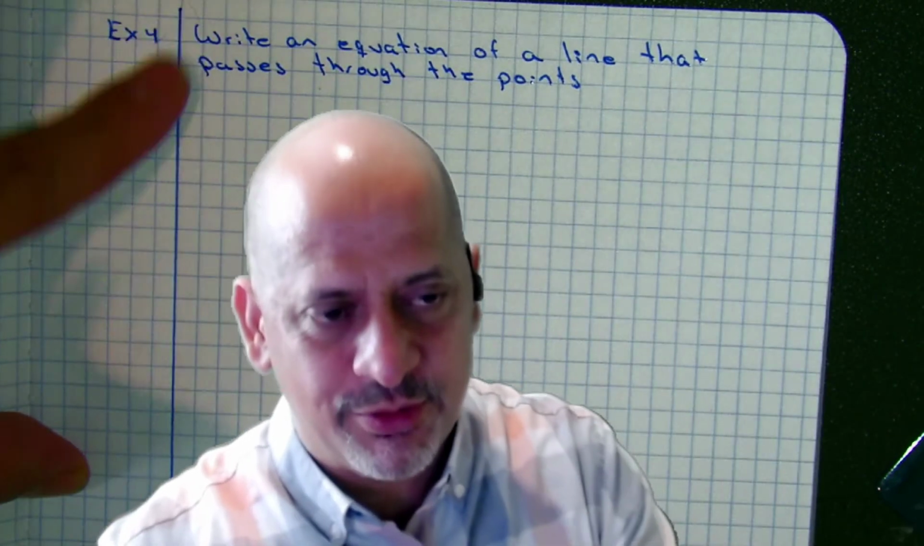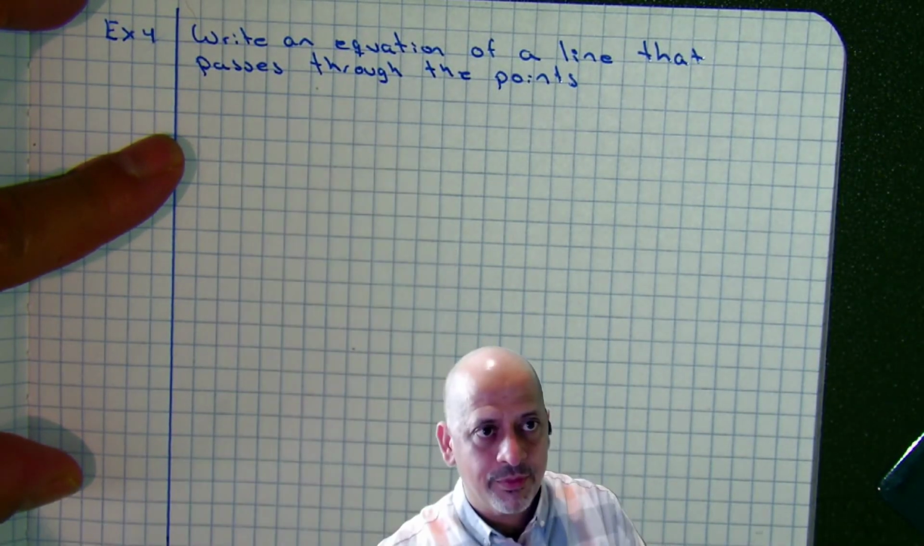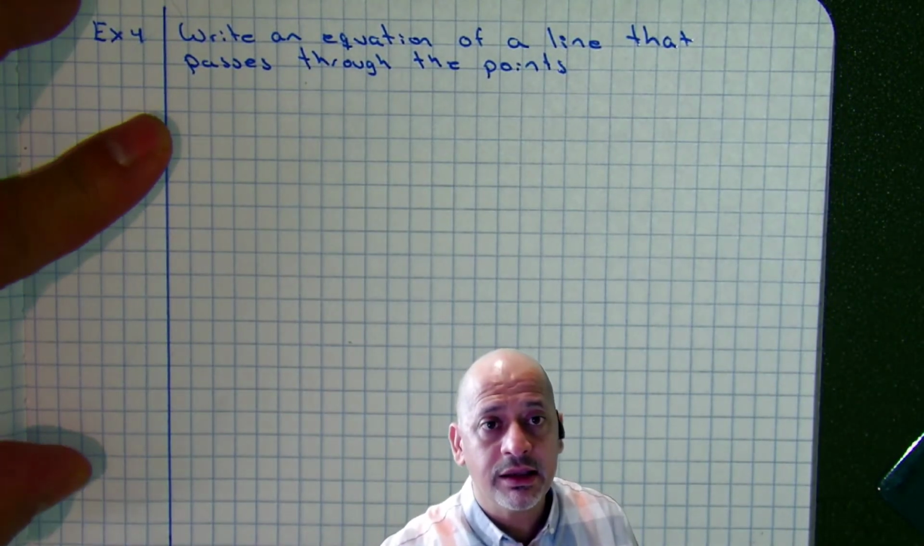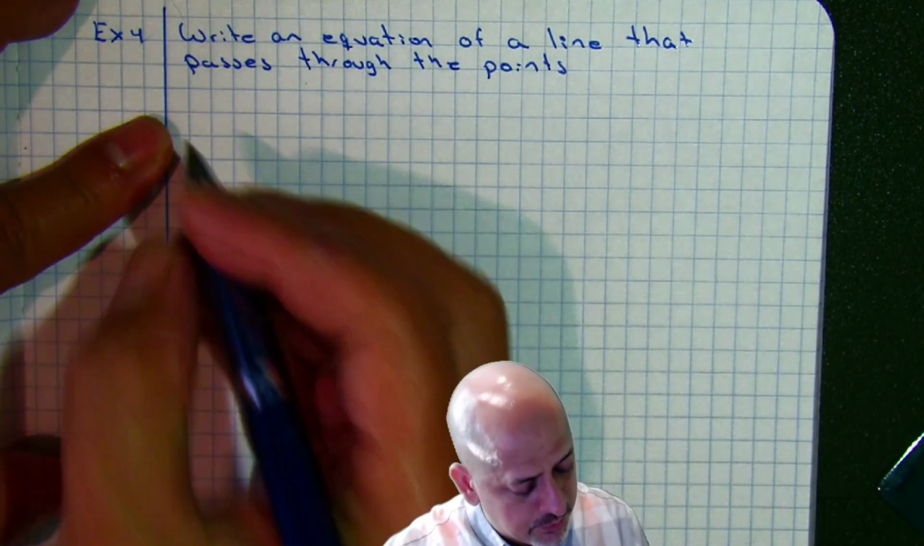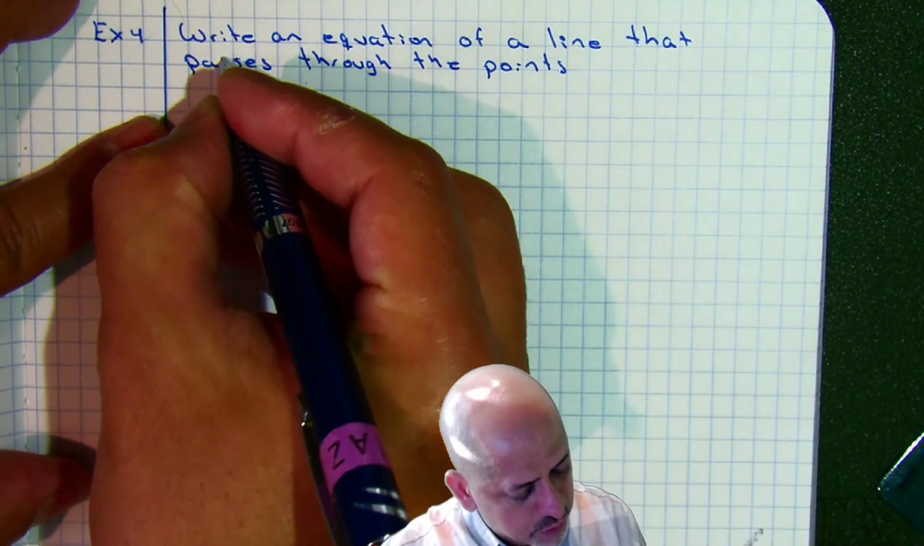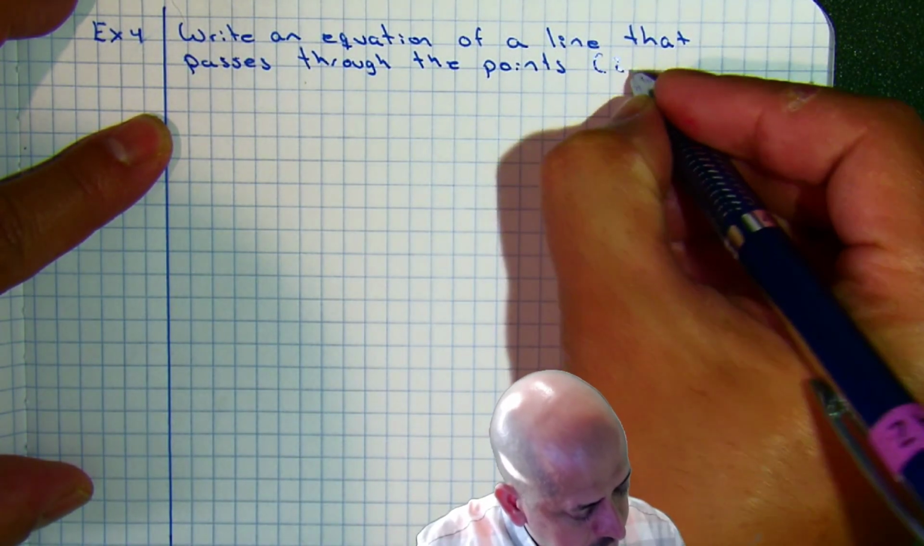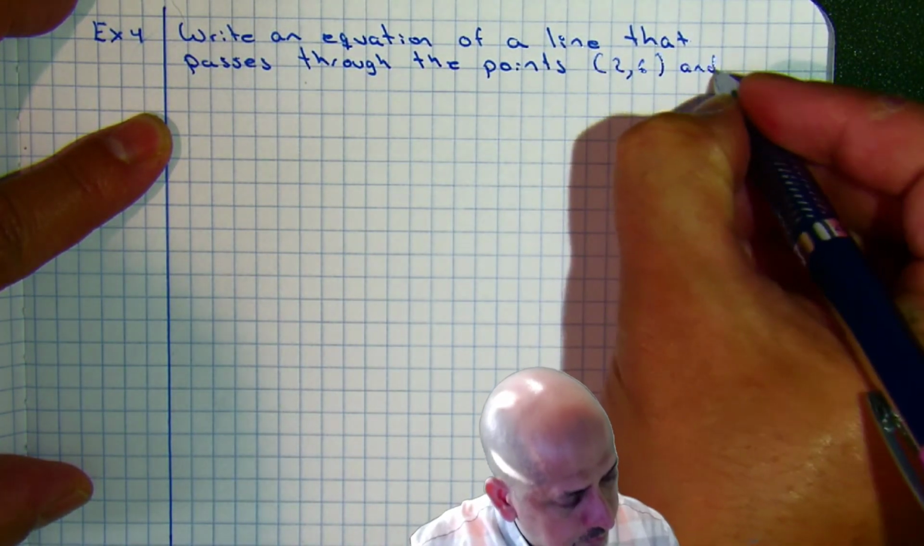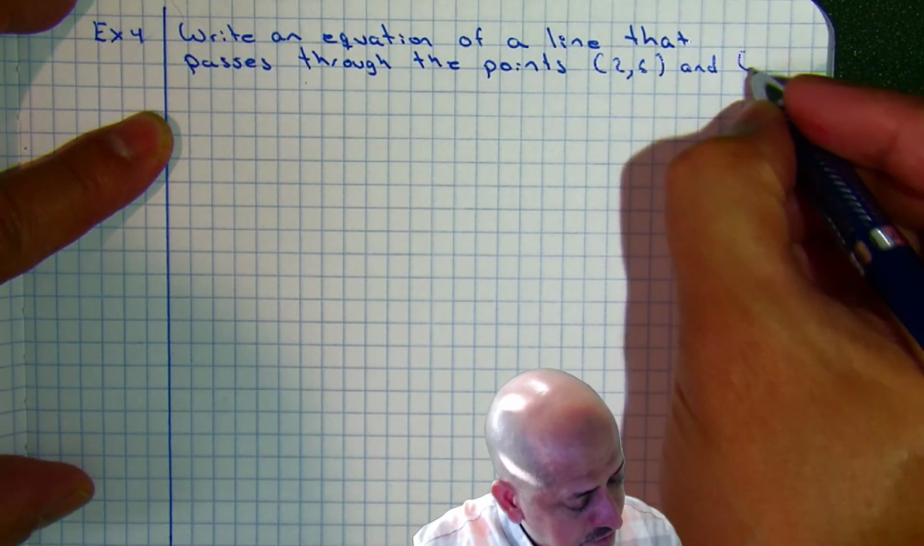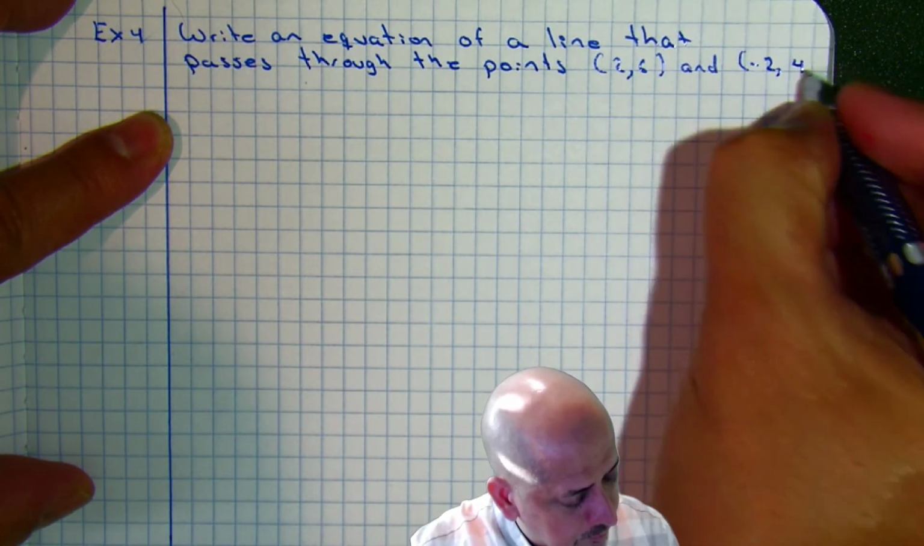And let me make myself smaller. There you go. So write an equation of a line that passes through 2 points. And the points that they give you are (2, 6) and the other point is (-2, 4).